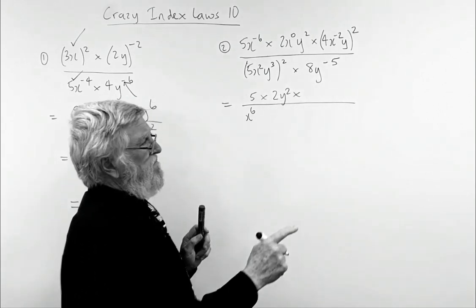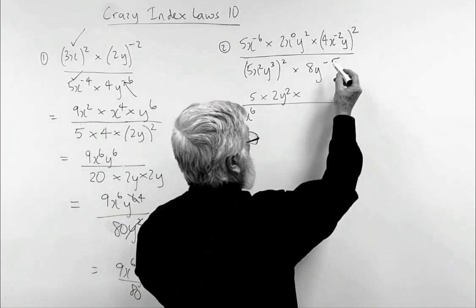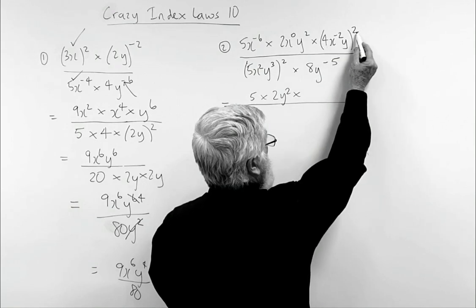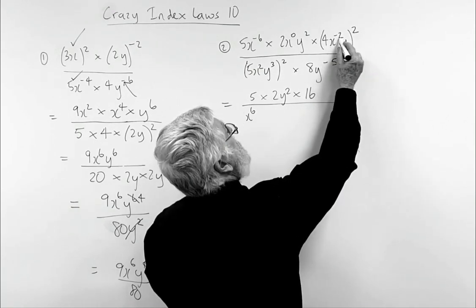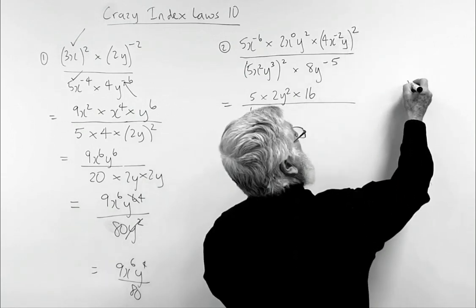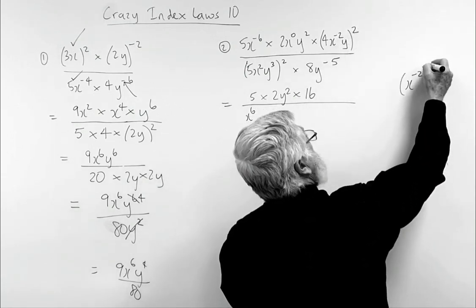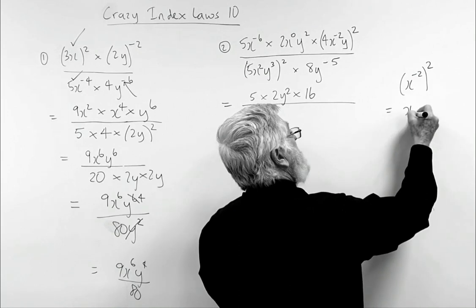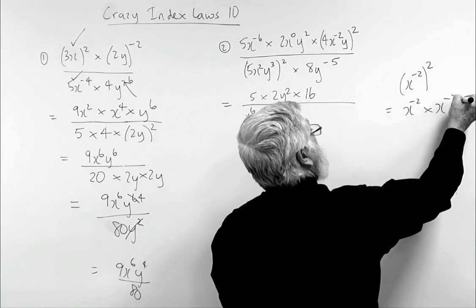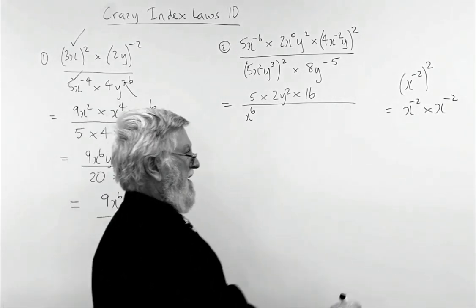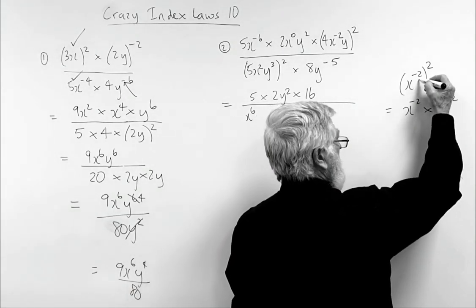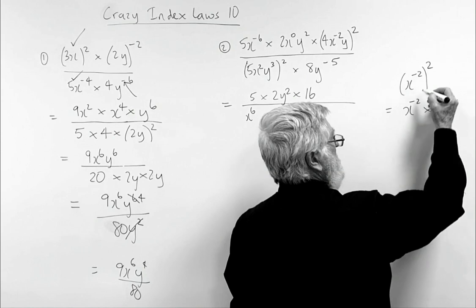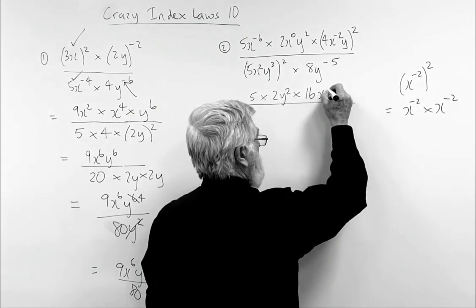Now I'm going to do this in my head, the quick way. So that's a 4 squared. 4 times 4 is 16. That's an x to the minus 2 squared. X to the minus 2 squared actually means x to the minus 2 by x to the minus 2. And you can do all sorts of crazy ones. And what do we do when we're multiplying? We add the powers. Or I can just go minus 2 times 2 is minus 4. So I could have just written that as x to the minus 4.